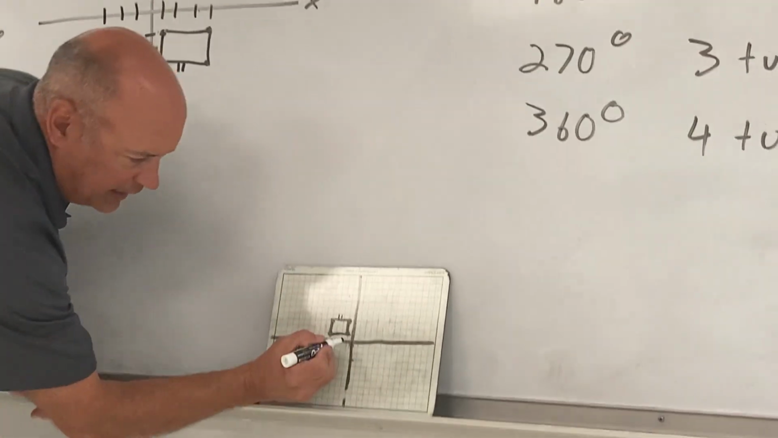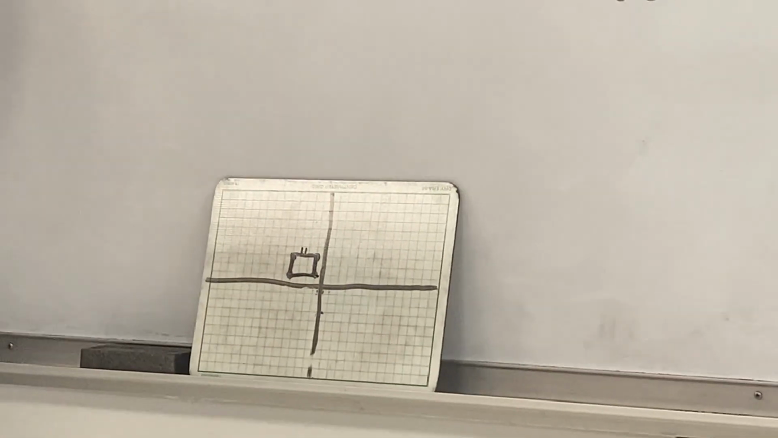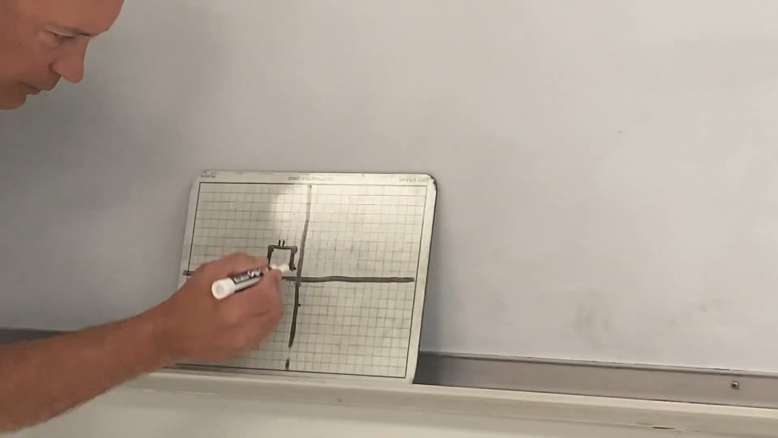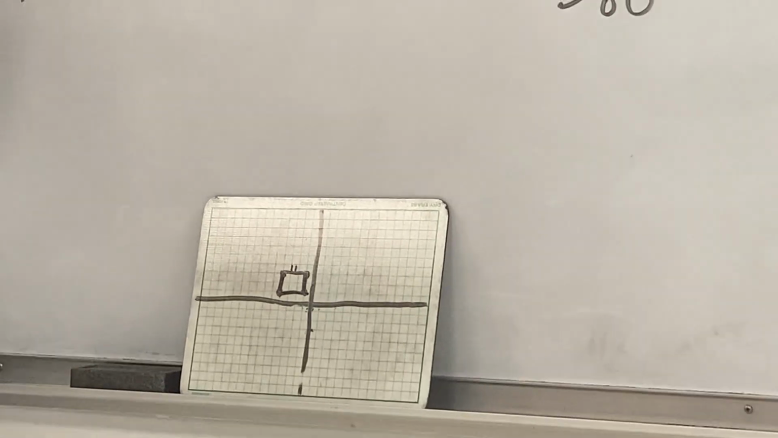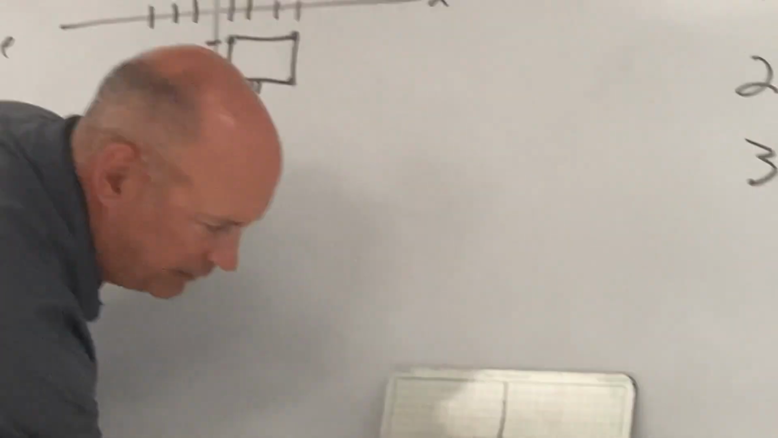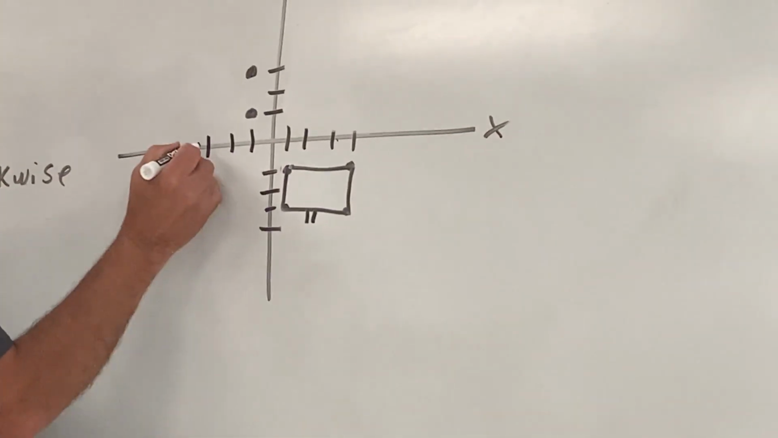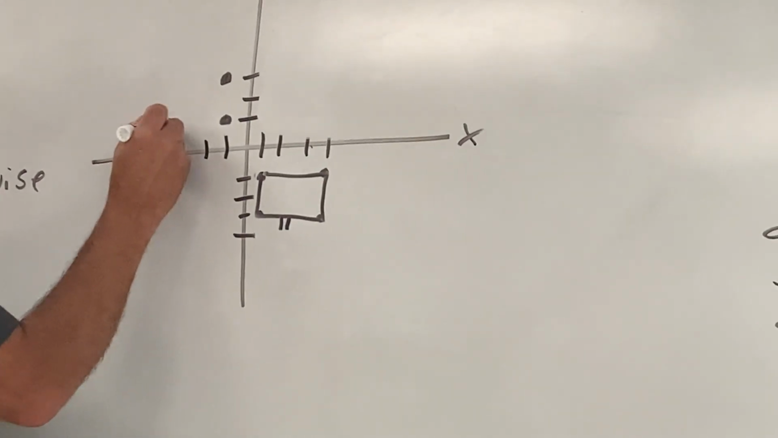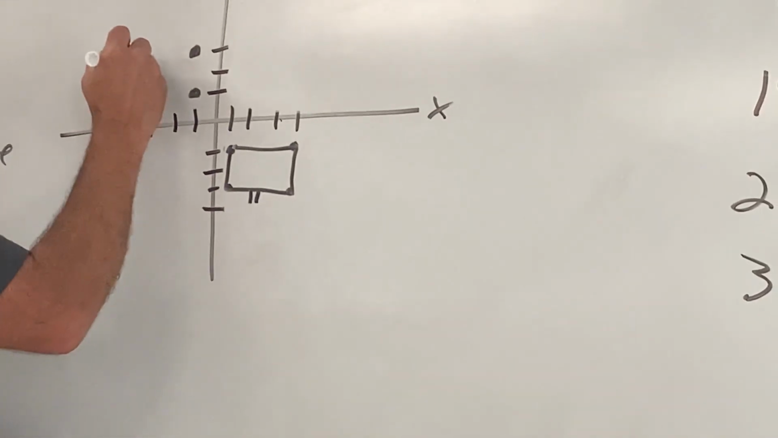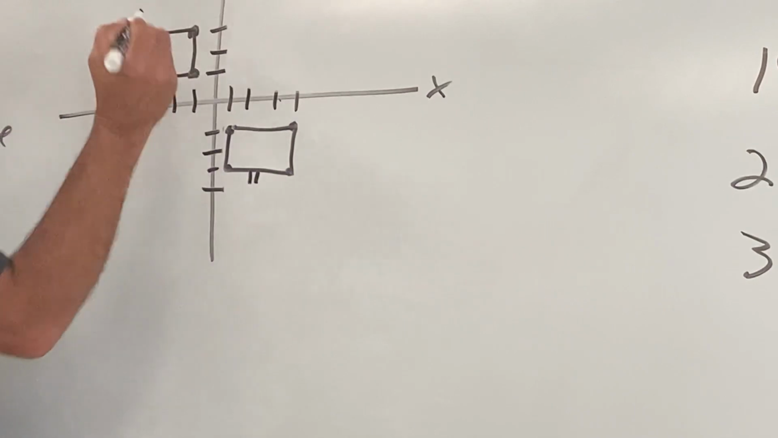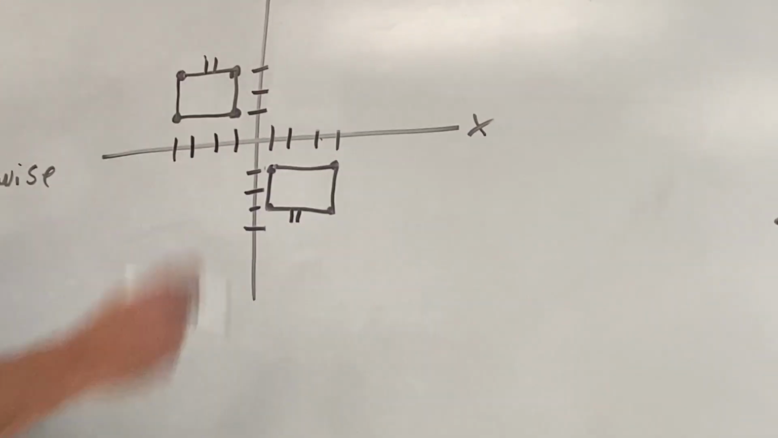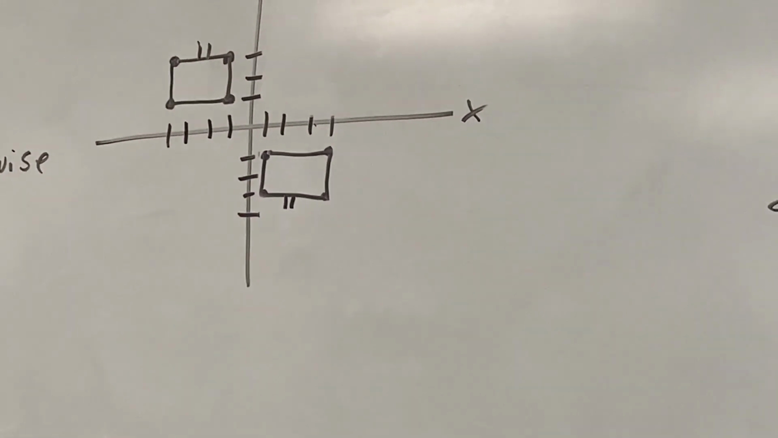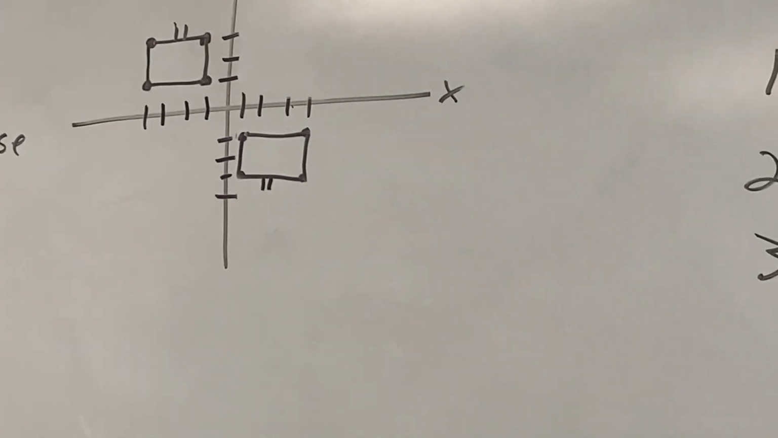So I need a point at -1, 1, -1, 3, -4, 1, and -4, 3. And let's draw the box. And where would the sticks go? On the top. Boom. And there is 180 degrees clockwise rotation.